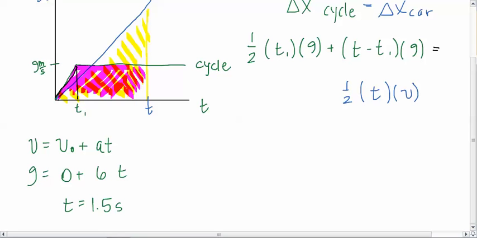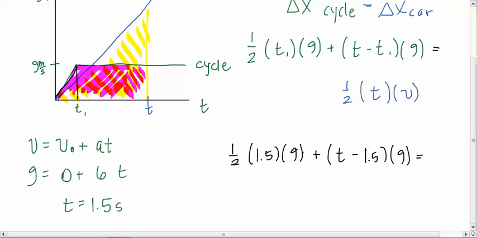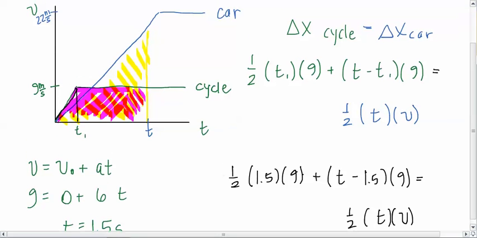Okay, so let's do a substitution down here. 1/2 times 1.5 times 9 plus final t minus 1.5 times 9 is equal to 1/2 final time times final velocity. Because I don't know the speed of the car, okay, at that point.